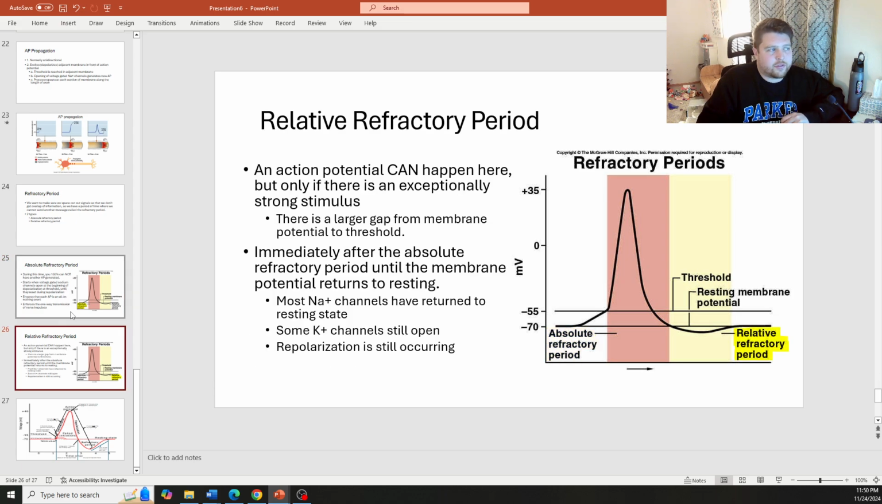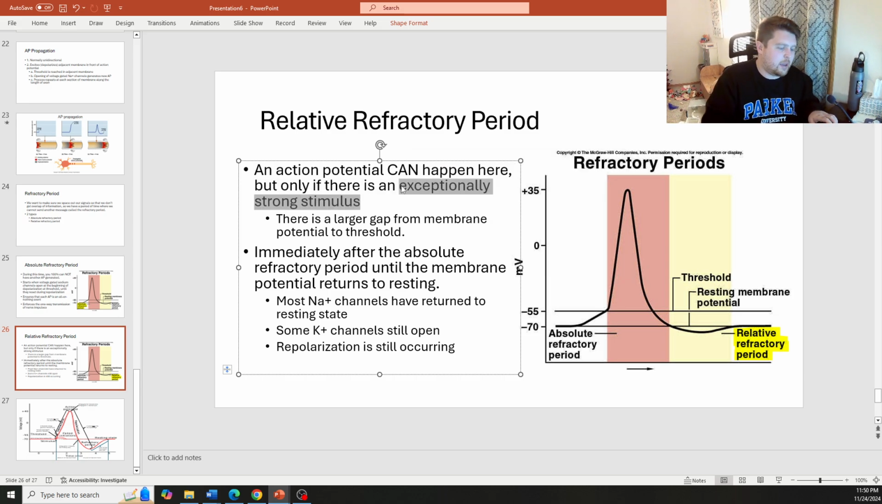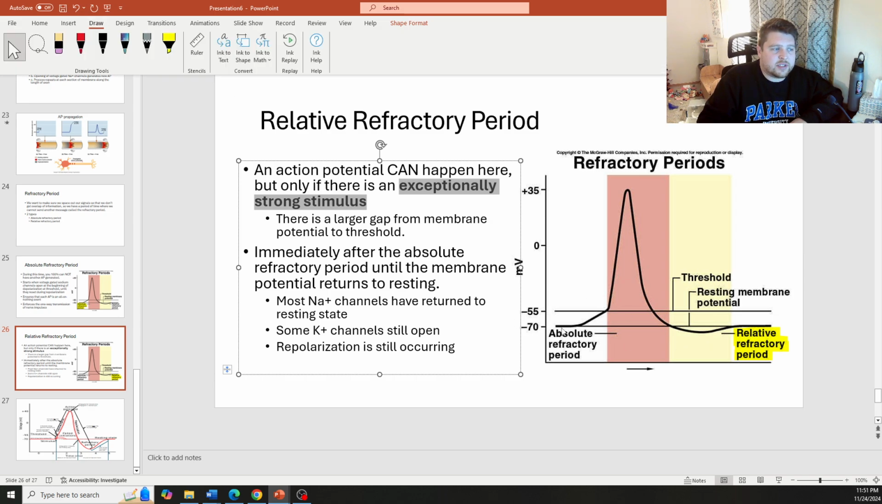The relative refractory period means that there can be an action potential that happens, but you need an exceptionally strong stimulus because you're extra negative. Now, instead of going from negative 70 to negative 55, you have to go from negative 80 to negative 55. So you need a much larger stimulus to send that extra signal.